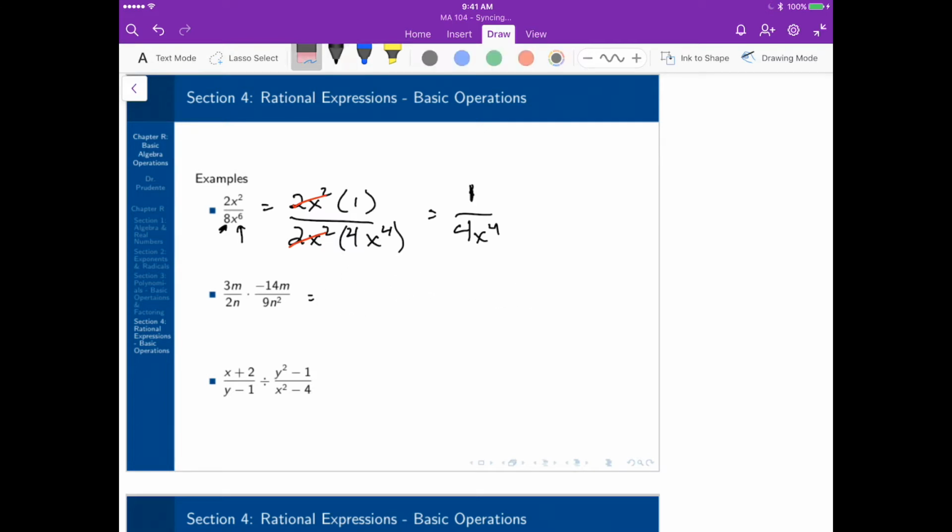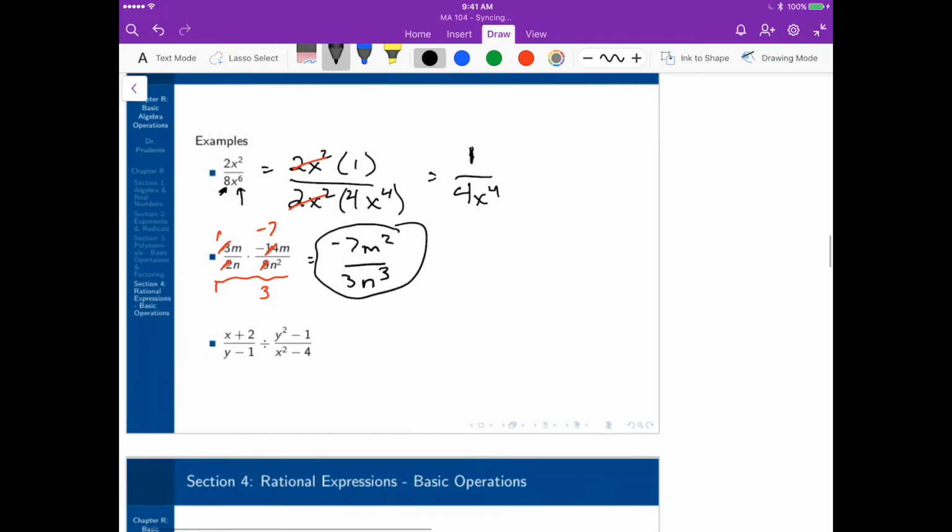If we just undo that a little bit, what I'll do is I'll look at this expression right here, and I'll say, can I simplify things first? Can a numerator cancel with a denominator? So of course I see a 3 and a 9, and a 2 and a negative 14, which reduces like so. So now when I multiply straight across, I'll get negative 7m squared over 3n cubed. And that's a much simpler expression to deal with. Right? I've done my factoring first, and it's helped me get a much easier solution.